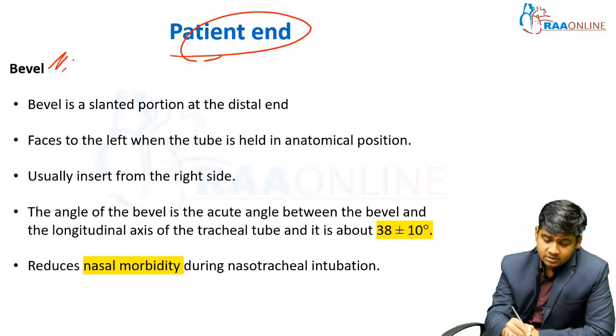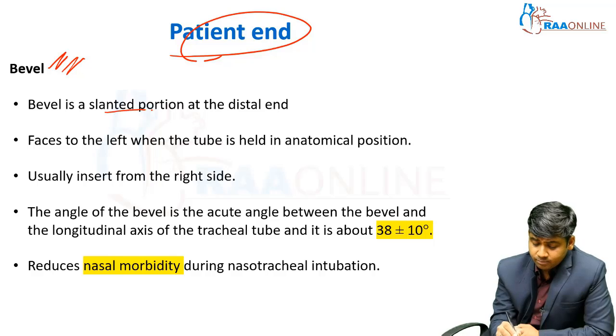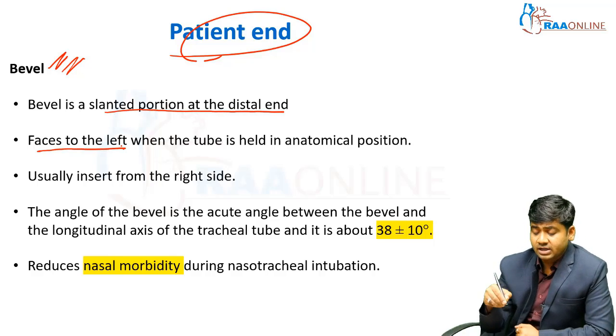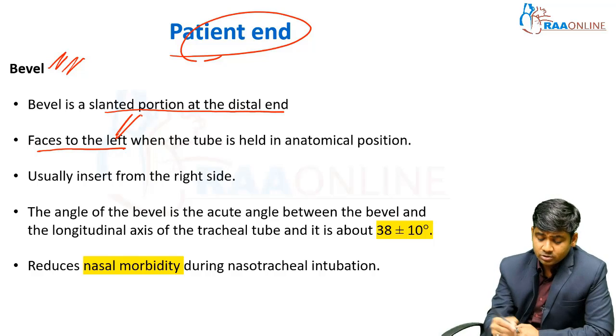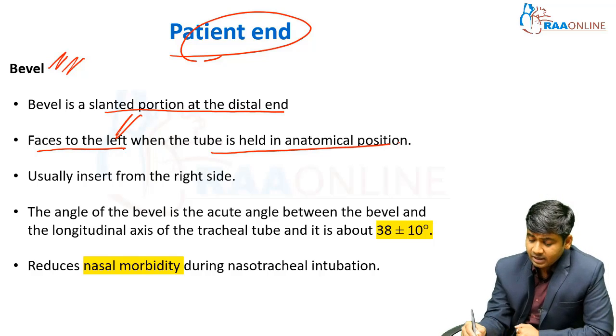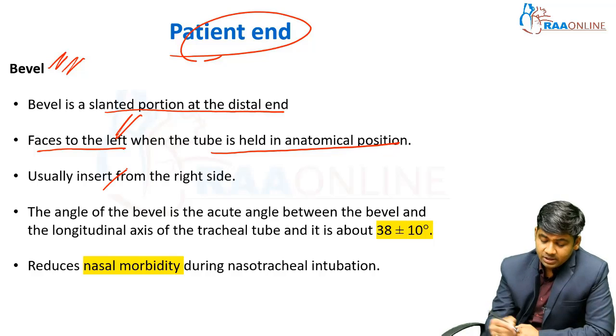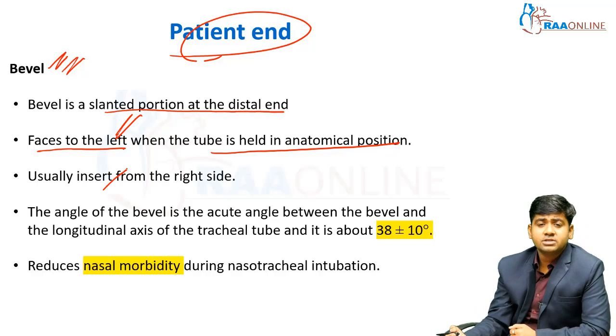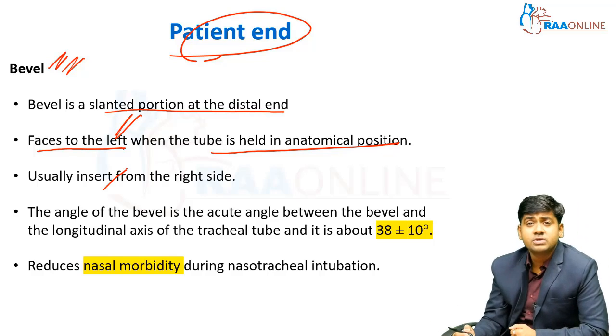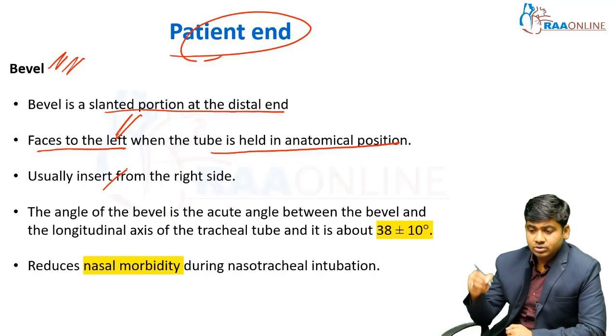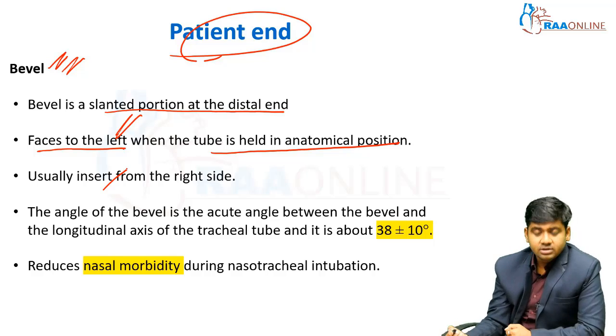Okay, fine. So coming to the patient end of the tube, we have a bevel end. Why does this tube have a bevel end? This slanted portion of the distal end faces to the left when the tube is held in the anatomical position. It is usually inserted from the right side. Most anesthetists or laryngoscopists are right-handed persons, so they insert the tube from the right side. So the bevel end is placed to the left to visualize the larynx properly.